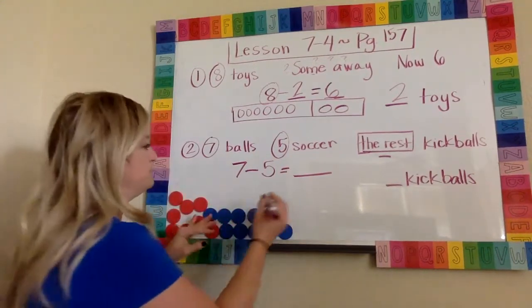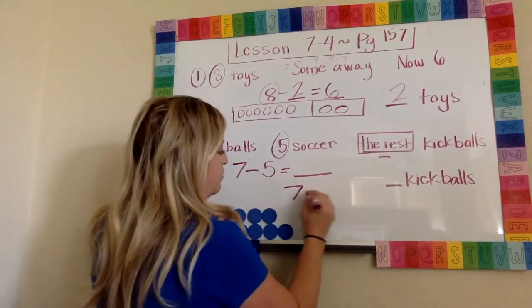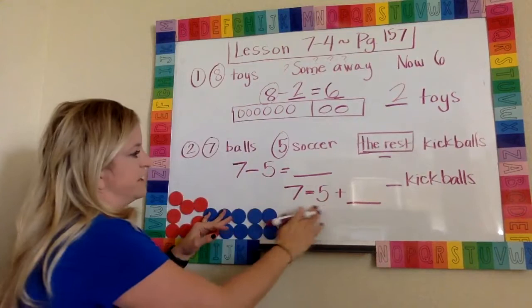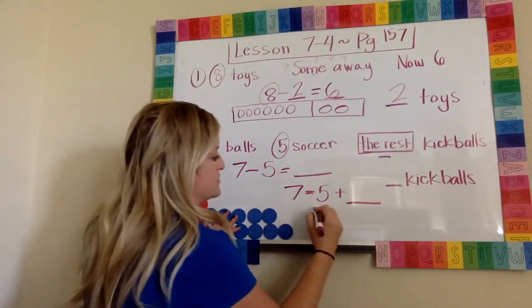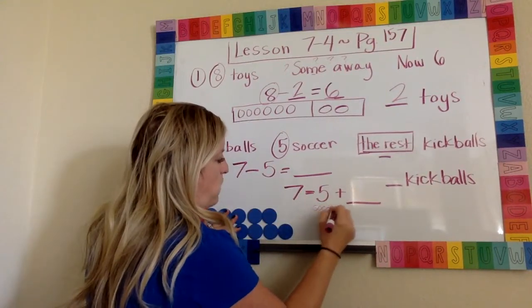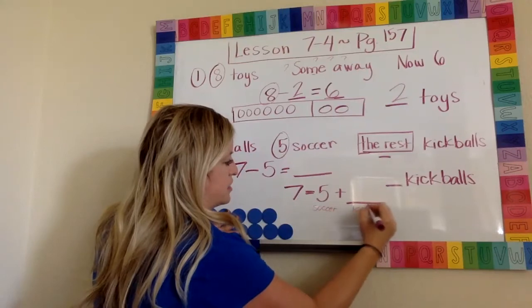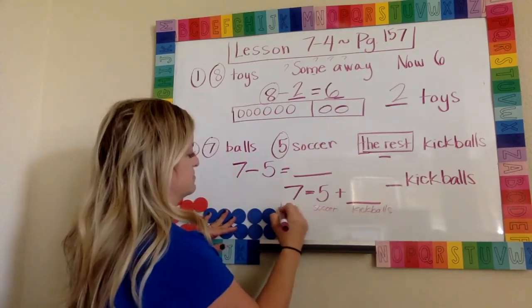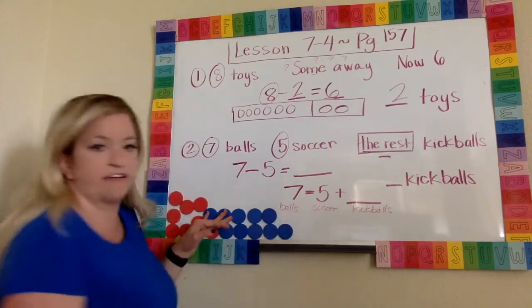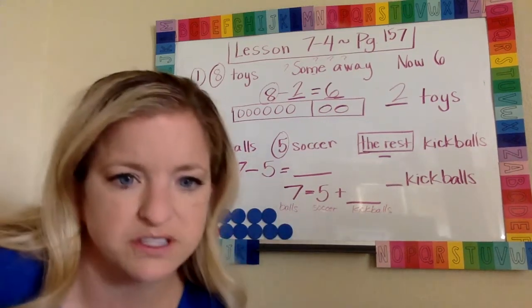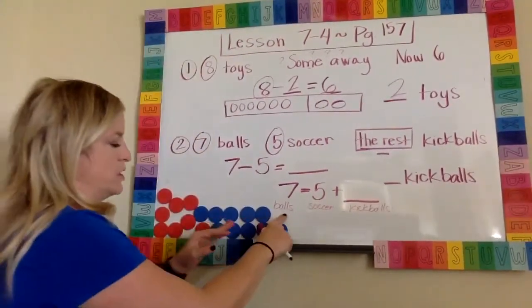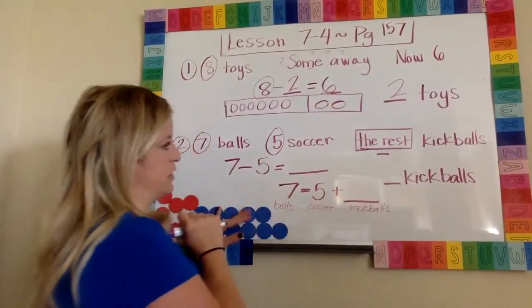They also wrote 7 equals 5 plus blank because you have 5 soccer balls, right? These are soccer. These are kick balls. And these are just all of the balls that you have. Okay, I don't know if you can see that. Hopefully you can see that. It's a little bit light. But you have 7 balls, 5 are soccer, the rest are kickballs.